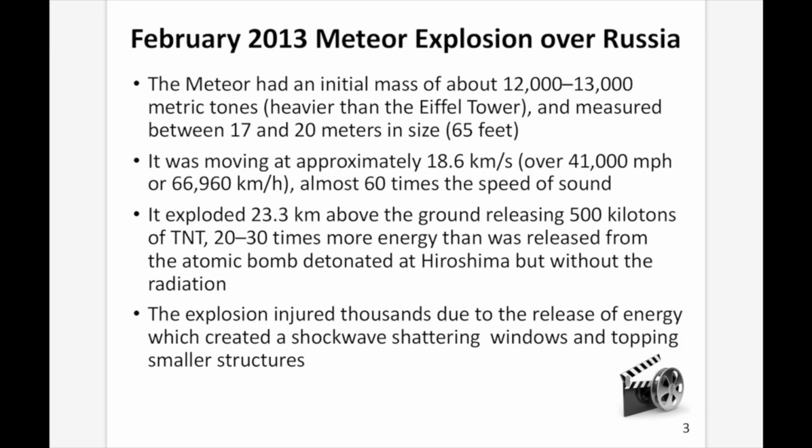Keep in mind, it also impacted over 23 kilometers above Earth's surface, and that reduced the impact as well. The explosion injured thousands due to the release of energy, which created shock waves, shattering windows and toppling smaller structures. What I'd like you to do is pause the video and watch number 3. It's a really interesting look at the meteor explosion over Russia.